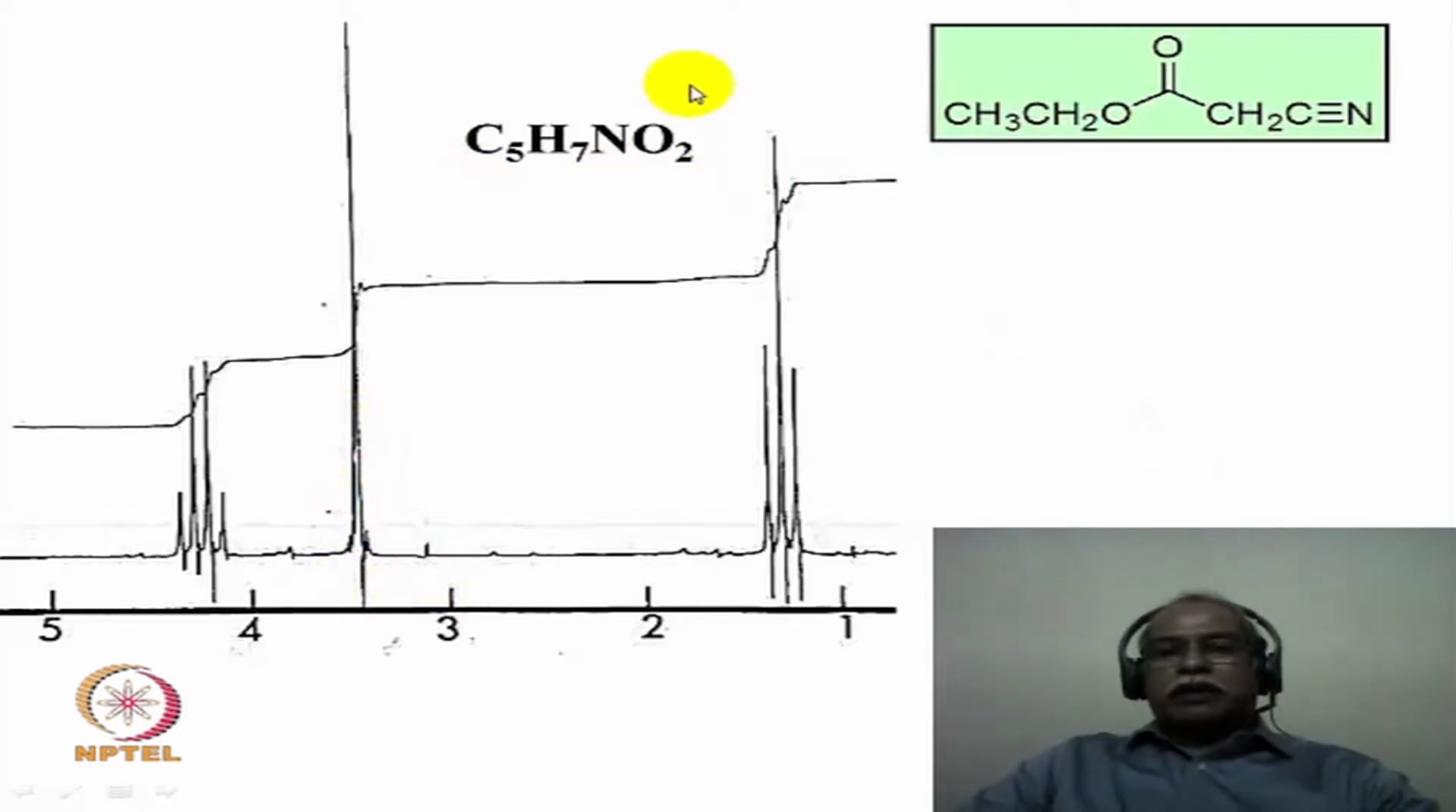If you look at the degree of unsaturation, which turns out to be 3 for this molecular formula, you can see there are 2 pi bonds of the cyano functional group and 1 pi bond of the carbonyl functional group contributing to the degree of unsaturation, which is 3 in this molecule.